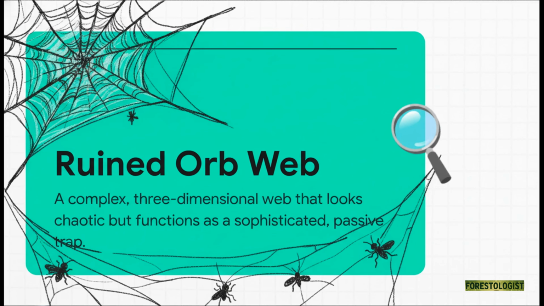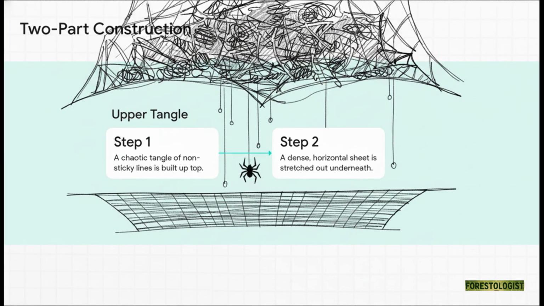Okay, first things first, this structure actually has a name, the Ruined Orb Web. And just hearing that name kind of changes how you see it, doesn't it? It's not a broken web. It's a type of web. It's this really complex, non-sticky trap that just sits there and waits. It's basically a two-part system, simple but brilliant. So first, the spider builds what we call the upper tangle. You know, that messy-looking jumble of lines up top. Then, right below that, it weaves this super fine, dense sheet of silk that's stretched out horizontally. This is not random at all. It's a very deliberate two-step process.